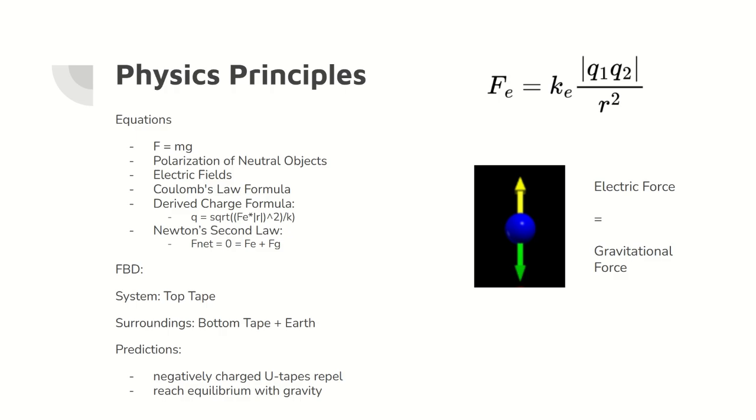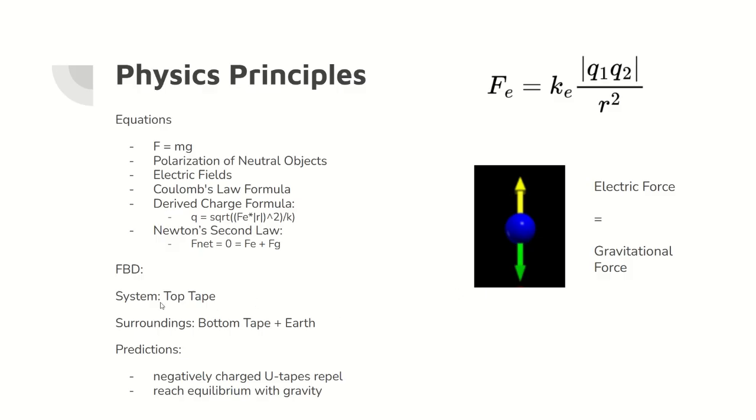And then we also talk about electric fields, which is really what creates the force that attracts and repels in electric charges. And then the derived charge formula, which is just a kind of reworking of the electric force formula. And then Newton's second law, which shows that in equilibrium, forces are equal and opposite. So since we only assume two forces, here you can see in the free body diagram that the electric force is pointing up, and that means the gravitational force was directly opposite, pointing down.